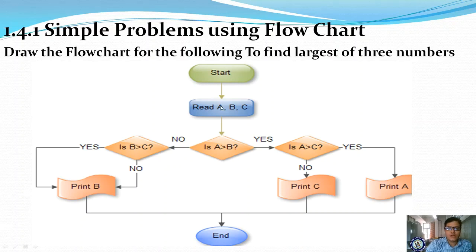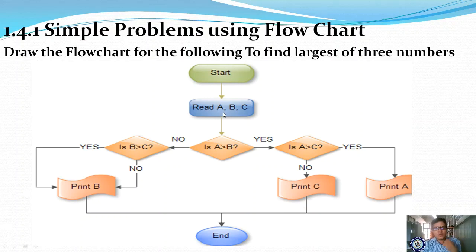Okay, let us check. If a is greater than b, yes. If a is greater than c, yes, then it should print a. Afterwards it will come to the end of the program. Otherwise, if a greater than c is false, then it will go to the no statement and it will print the largest number is c, and then it will come to the end.